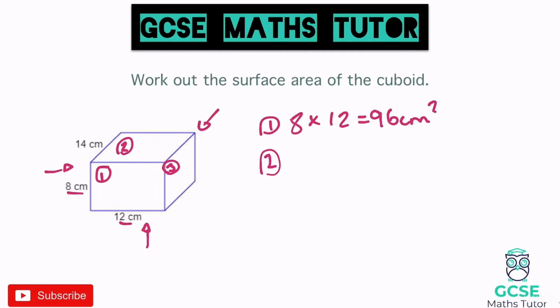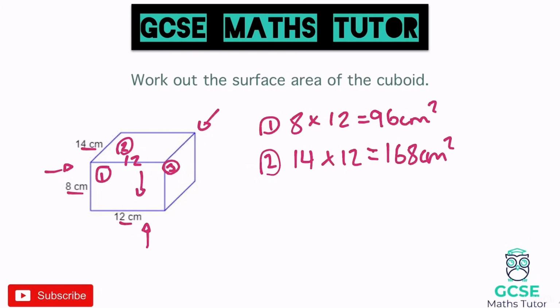Face number 2, the one on the top, we've got 14 along there, and it's not labelled, but this is 12 as well, the same as the bit below just down there. So that's 14 times 12. So 14 times 12, you've just got to work that out, and that's 168. So that's 168 centimetres squared.